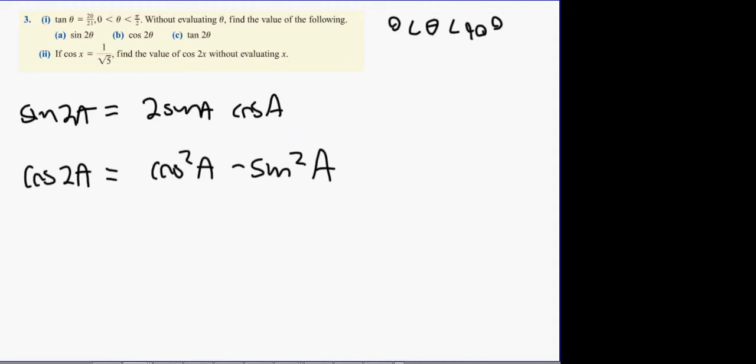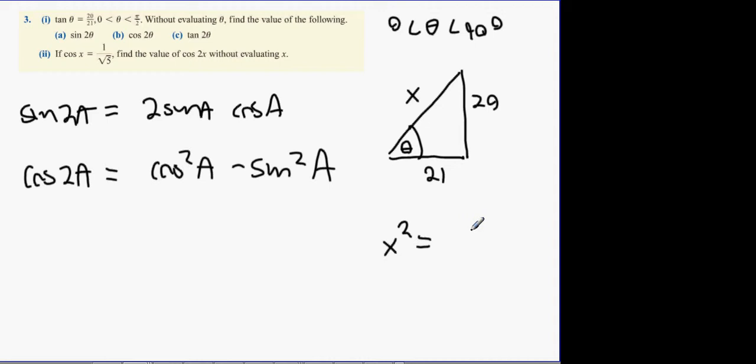Now, to do this, we can do the following. We can say that tan theta is 20 divided by 21. We're now going to use Pythagoras' theorem, and we're going to find out what the other side is. So can anybody tell me what is x squared then? X squared is equal to 20 squared plus 21 squared?